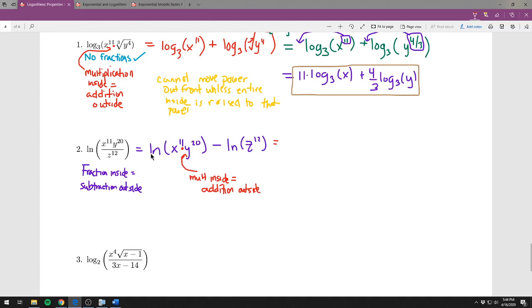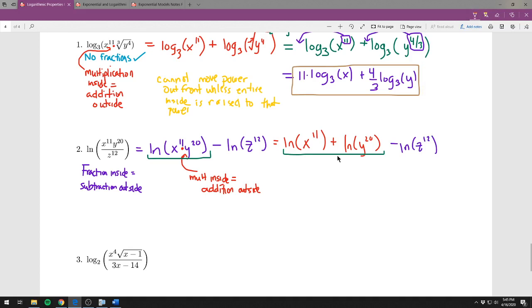And from this first term, we'll get the natural log of x to the 11th. This looks a lot like the first problem we did, plus the natural log of y to the 20th. The natural log of x to the 11th times y to the 20th equals the natural log of x to the 11th plus the natural log of y to the 20th. And we're just leaving the natural log of z to the 12th alone for the time being.